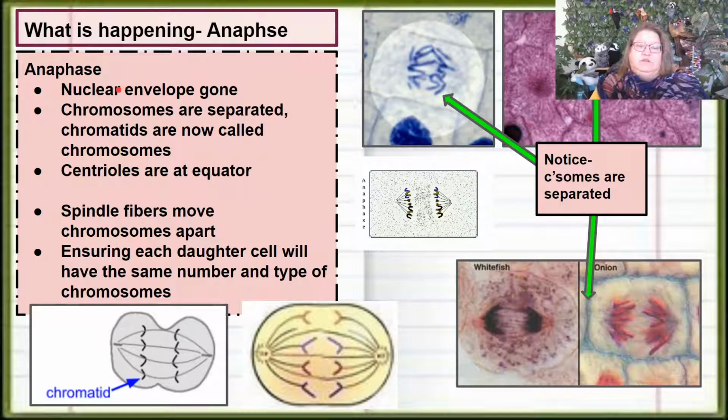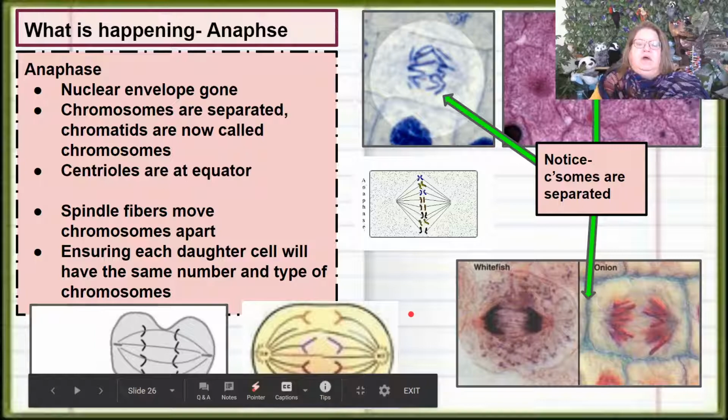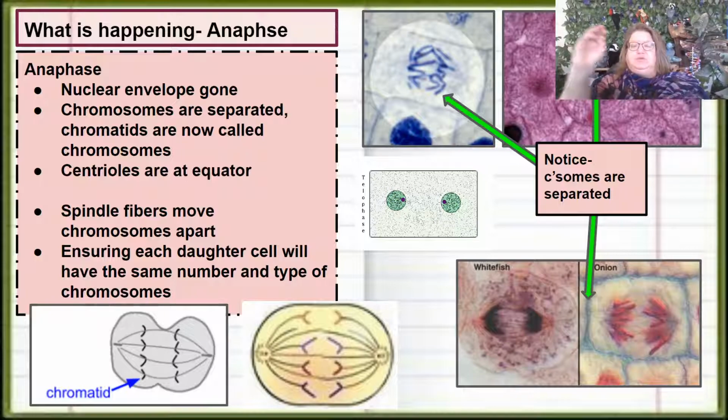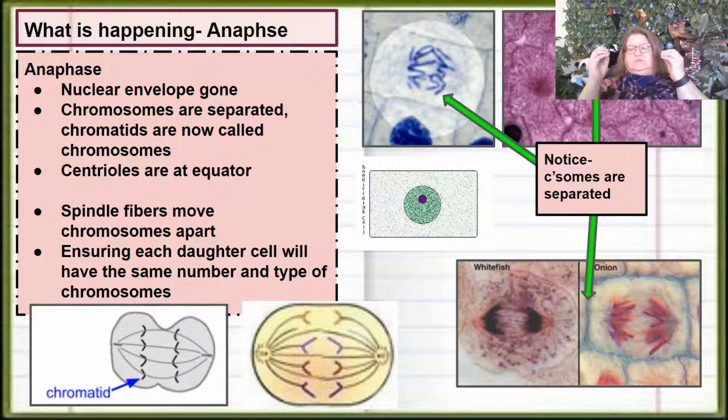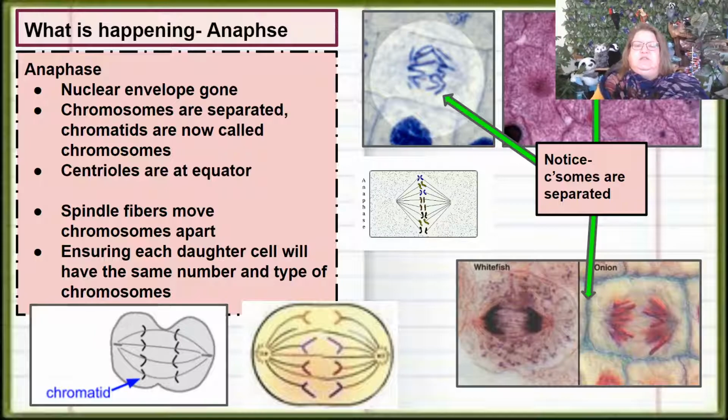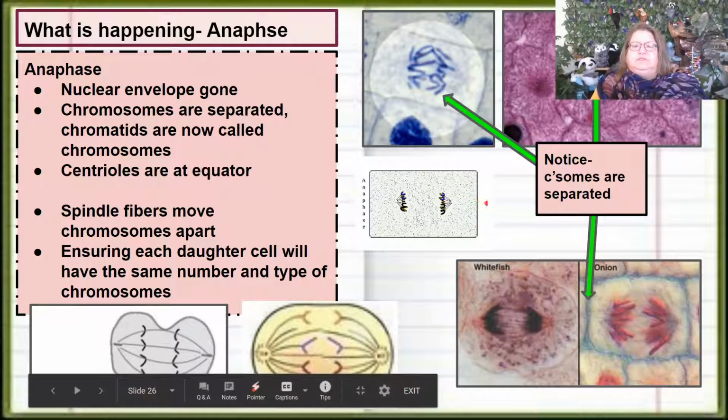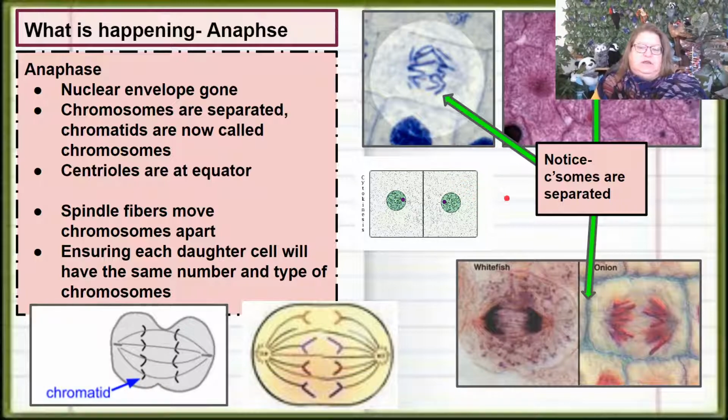Now, in anaphase, the nuclear envelope is still gone. The chromosomes are separated. The chromatids, which were the individual copies, we now call chromosomes. And we'll talk about that, and you will practice that. So, the centrioles are on opposite ends, and the chromosomes are going to be pulled to the opposite ends at this point. And that's what you see in this little GIF. The chromosomes separate and they're getting pulled, and now we're going to make two daughter cells there.